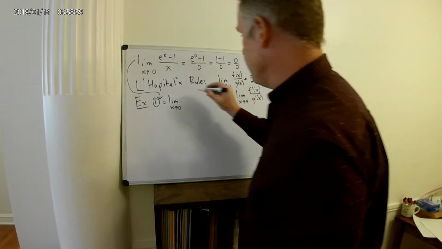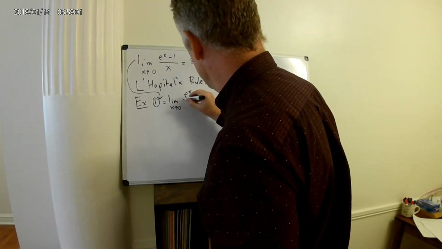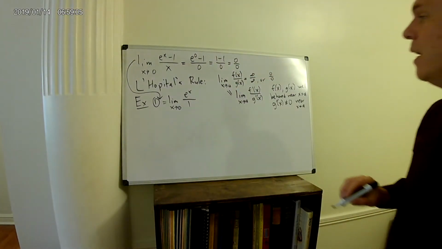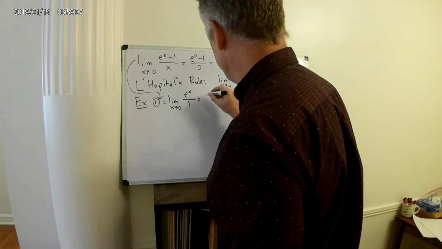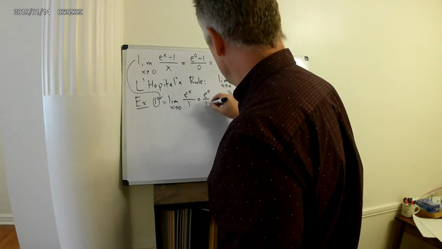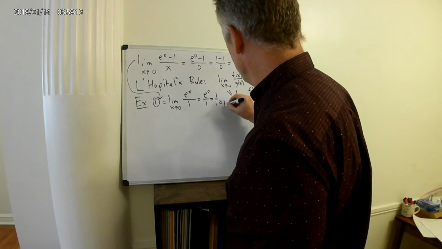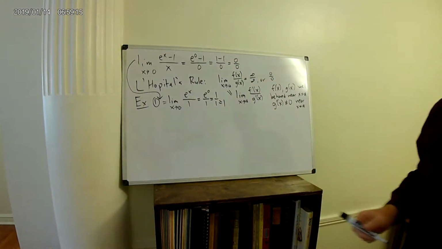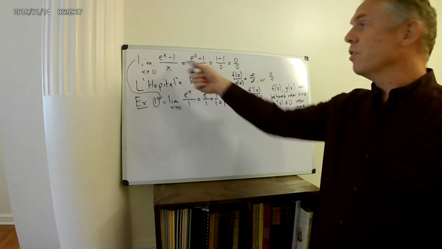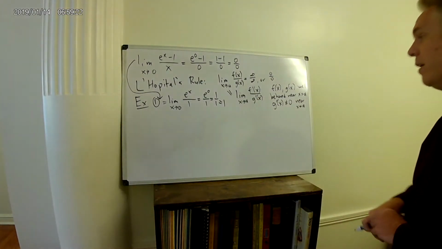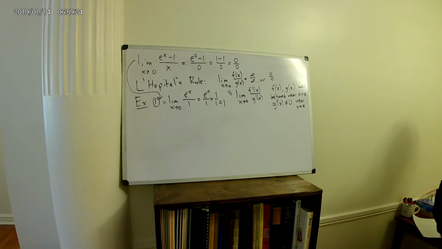The derivative of what's upstairs is simply e to the x. The derivative of what's downstairs is simply 1. Okay? And now we can plug in x equals 0. We get e to the 0 over 1. Well, e to the 0 is just 1, over 1, which equals 1. So now we've determined that this limit of this function is actually 1 by using L'Hopital's Rule. Okay? Let's consider another example.